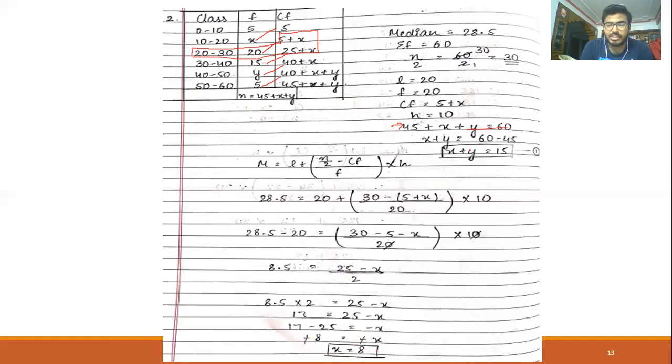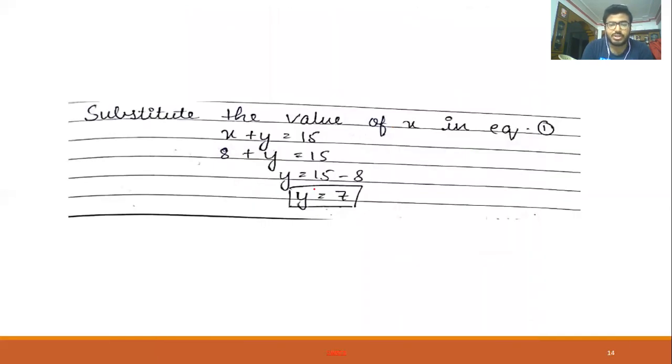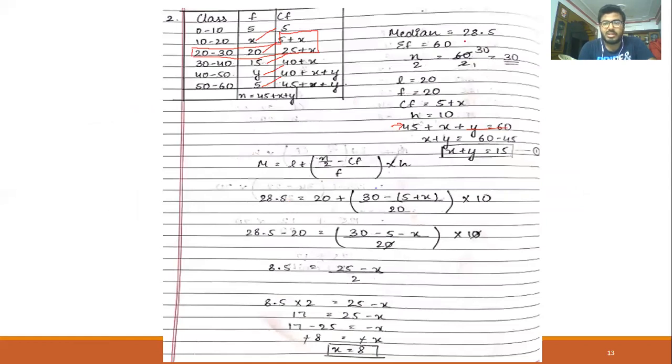So now in this equation you have already found 45 plus x plus y is equal to 60, and from there you got x plus y is equal to 15. So here you substitute the value of x, which is 8. 8 plus y is equal to 15. So y is equal to 15 minus 8, so y is equal to 7. So this is how you get the y answer also. Is that clear?